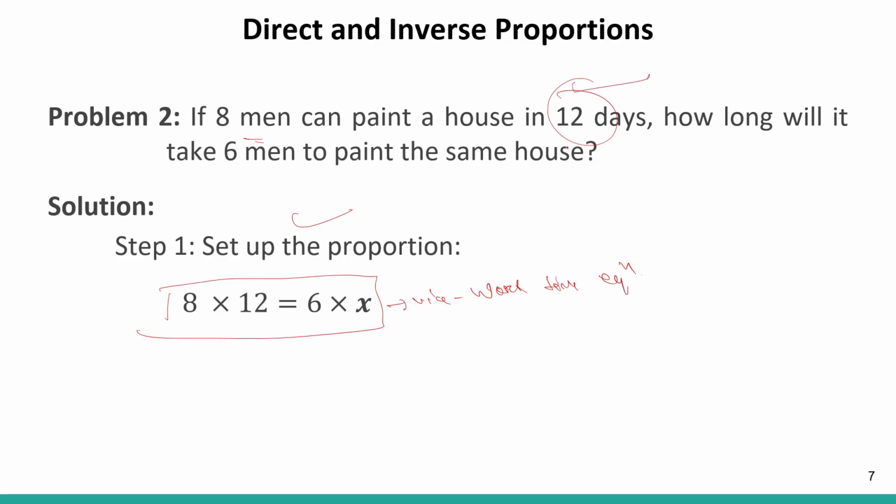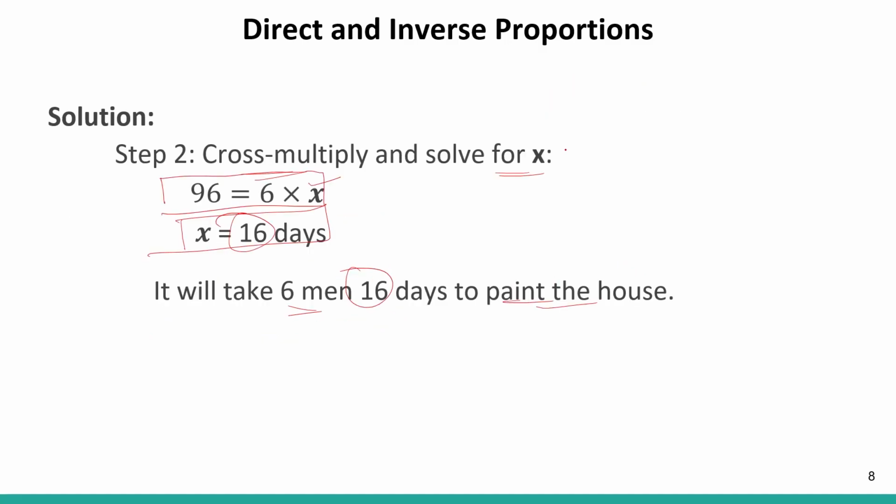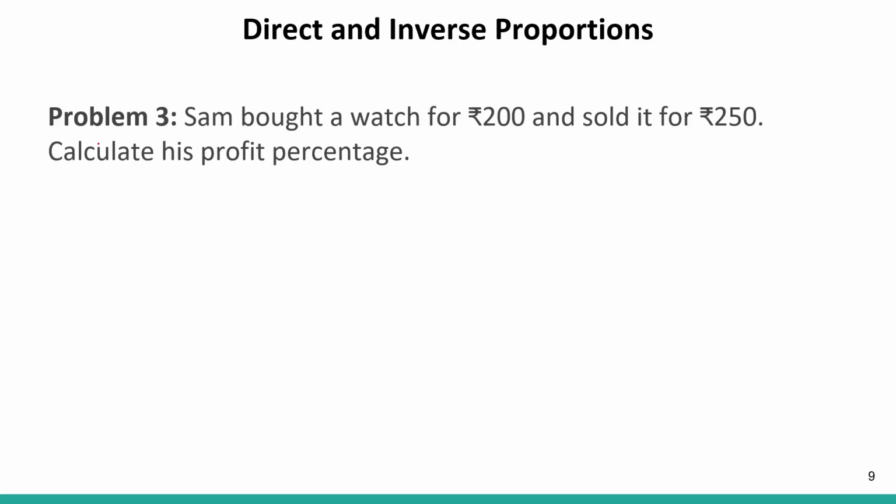So let's go forward with question number 3. Let's see what problem number 3 brings to us. Problem number 3 says that Sam bought a watch.